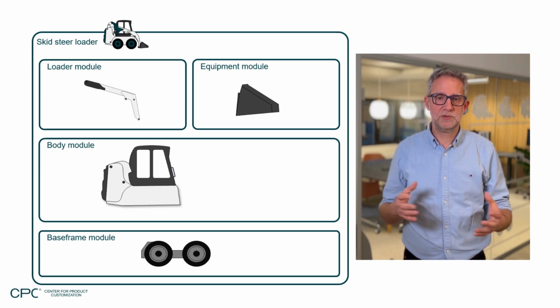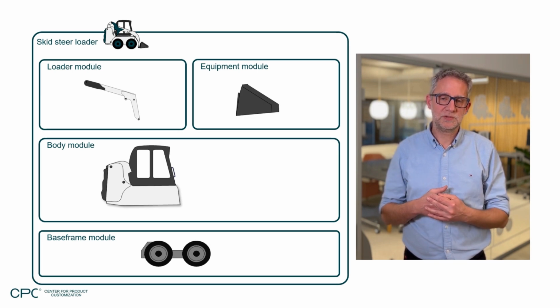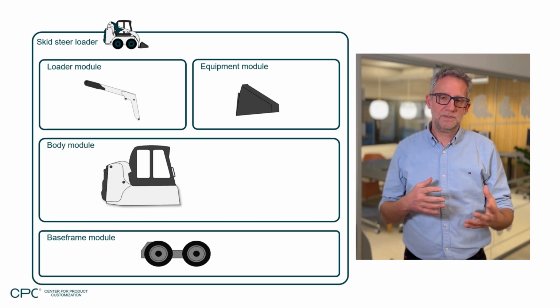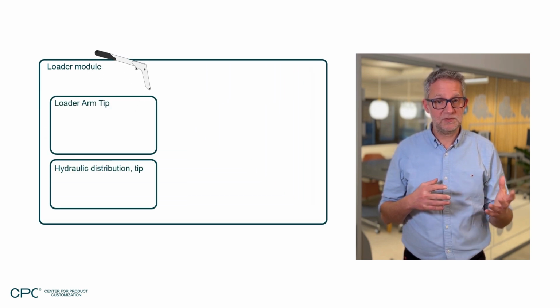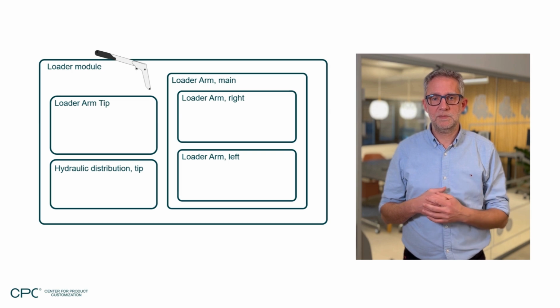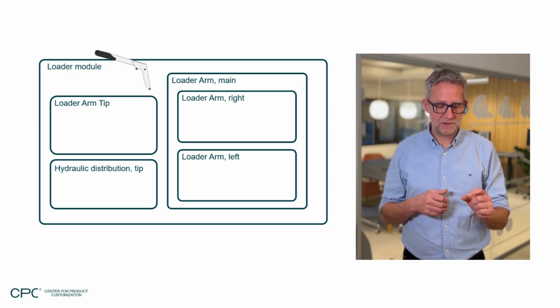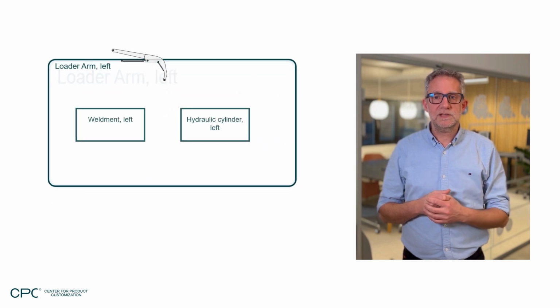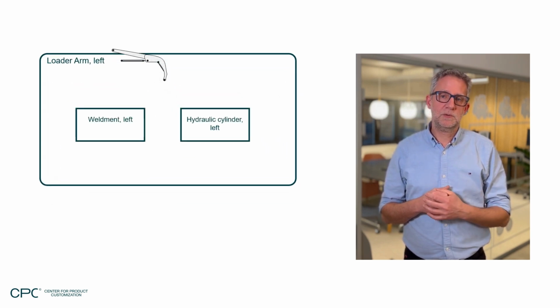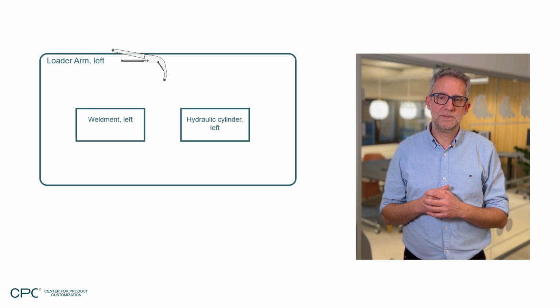We'll break the modules further down into a few sub-modules since these can vary independently. For instance, the loader module consists of the loader arm tip, the hydraulic distribution module, and the main arm module, which again consists of a left and a right side module. To conclude the module breakdown, we designate the design units as the lowest level module. For the left loader arm we have the weldment design unit and the hydraulic cylinder design unit.